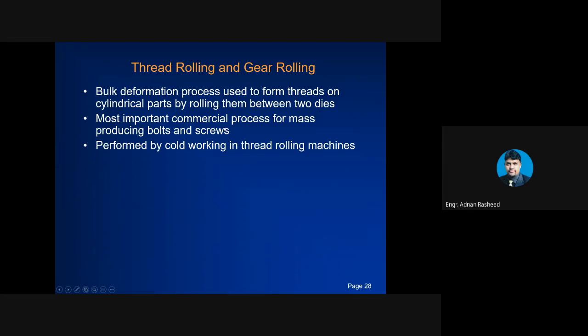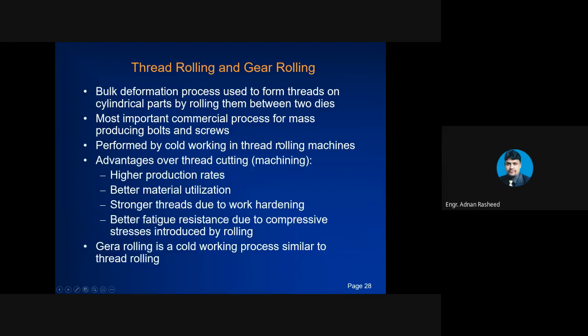It is the most important commercial process for mass production of bolts and screws, and is performed by cold working thread rolling machines. The advantages are a higher production rate and better material utilization, because in cold working no machining is required. You will get a near net shape or net shape. Also, stronger threads, because due to cold working, strength and strain hardening will increase, and better fatigue resistance due to compressive stress introduced by rolling.